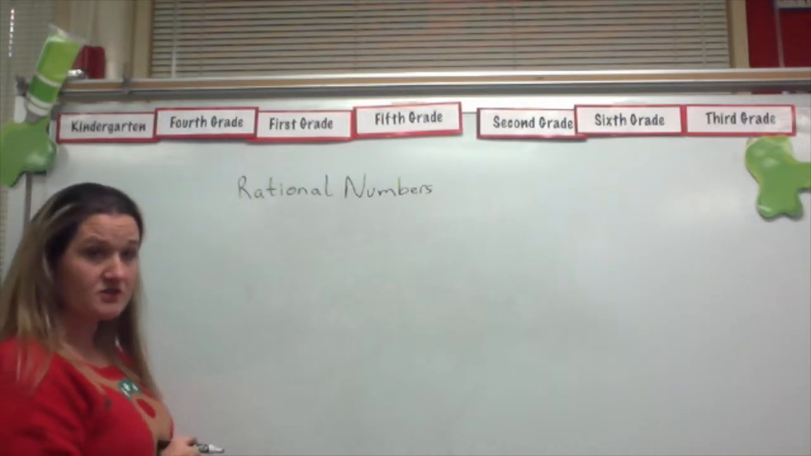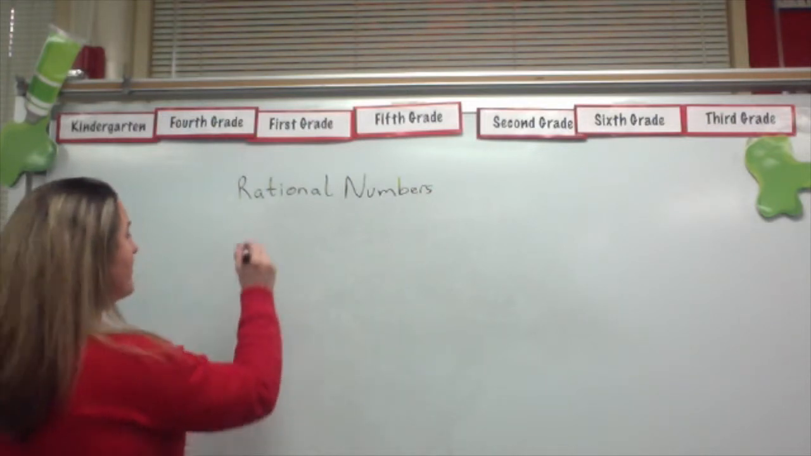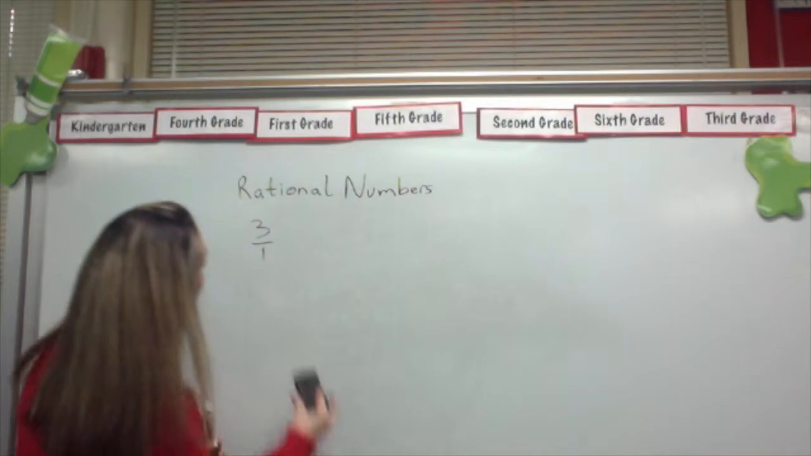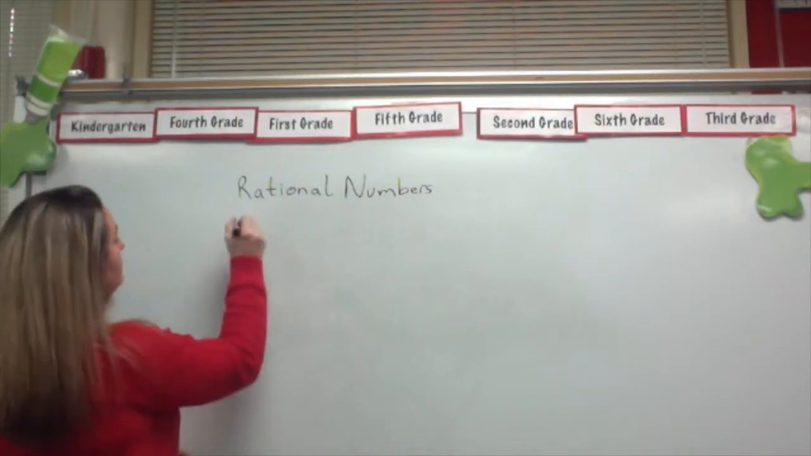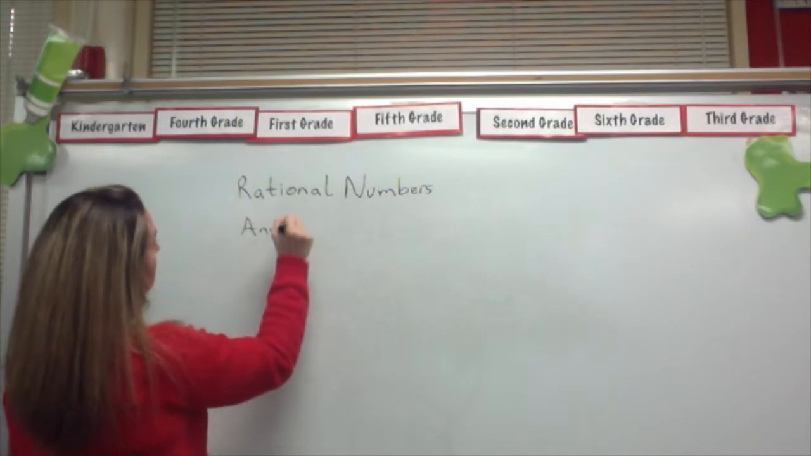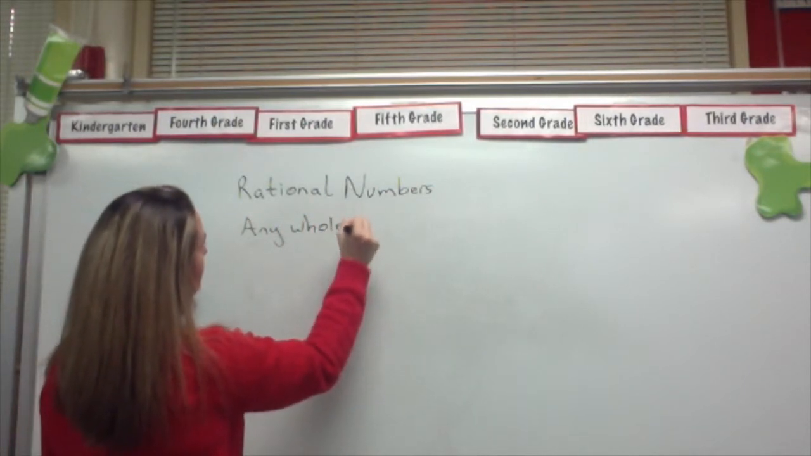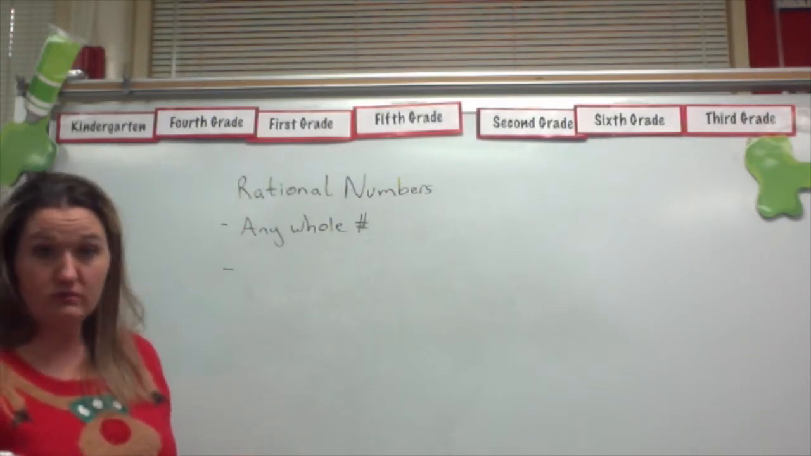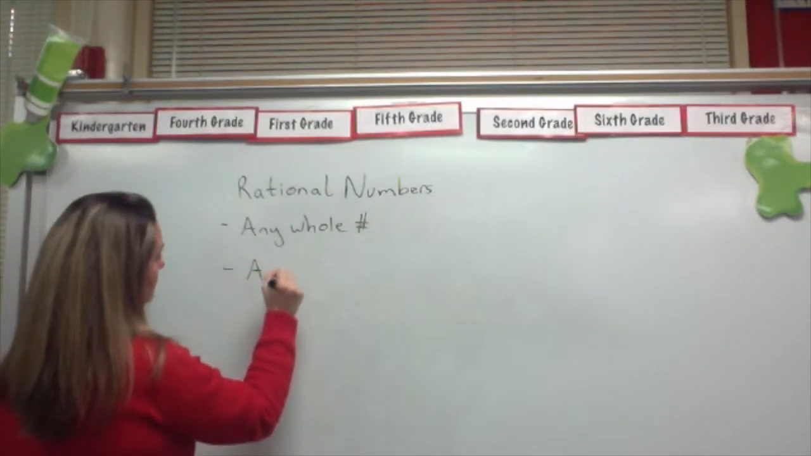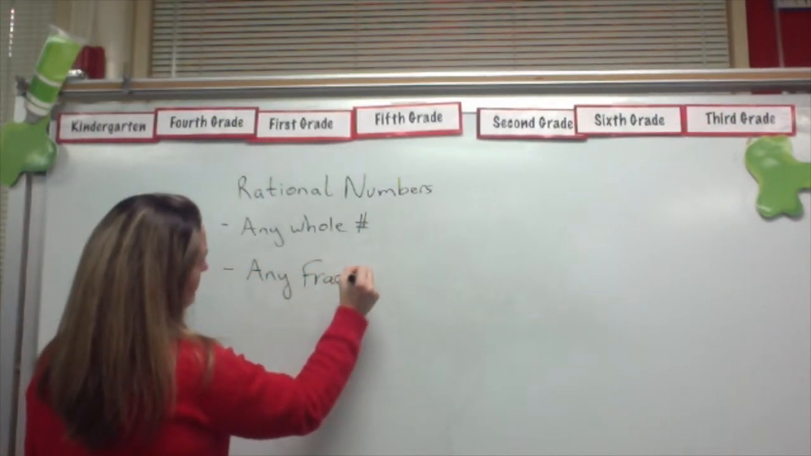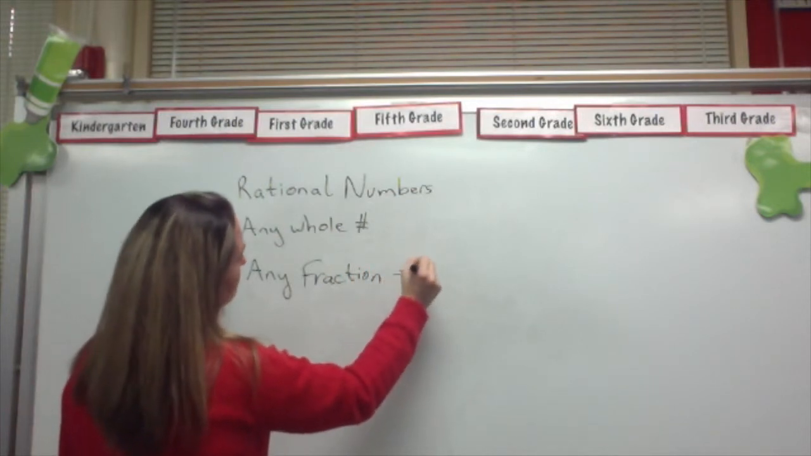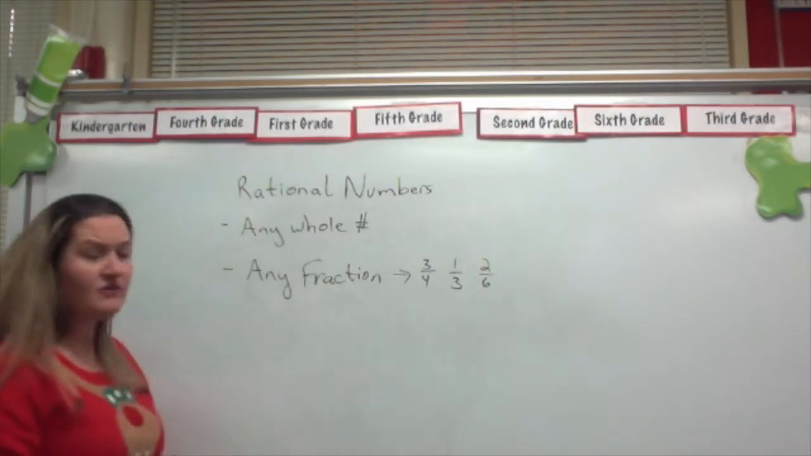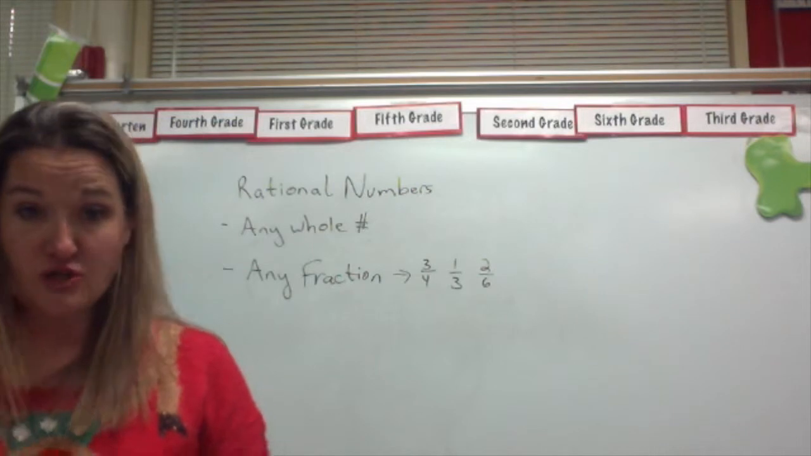Numbers written as a fraction. Any whole number can be written as a fraction. Like 3, how could I write that as a fraction? 3 over 1. So rational numbers include any whole number. Could any number that can be written as a fraction be rational? Any fraction, like 3/4, 1/3, 2/6, and so on. If it can be written as a fraction, it is a rational number.